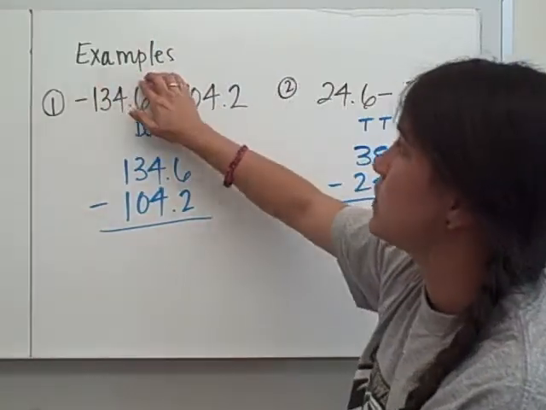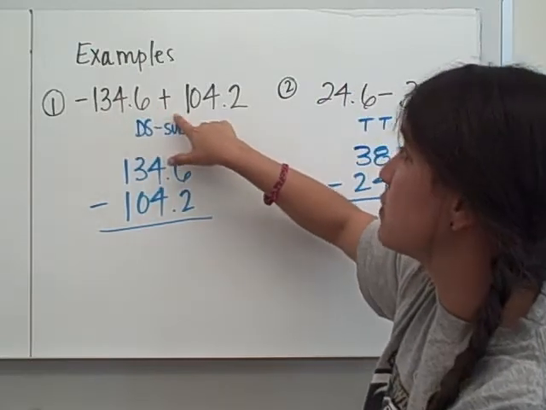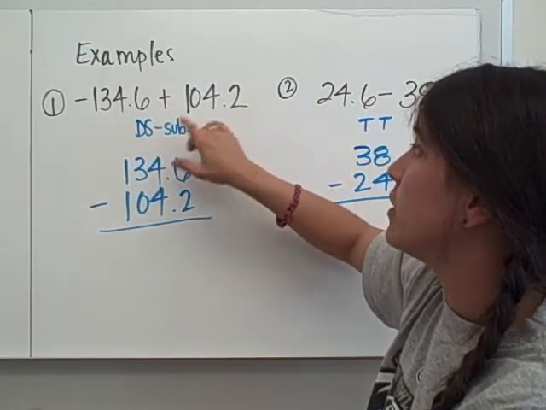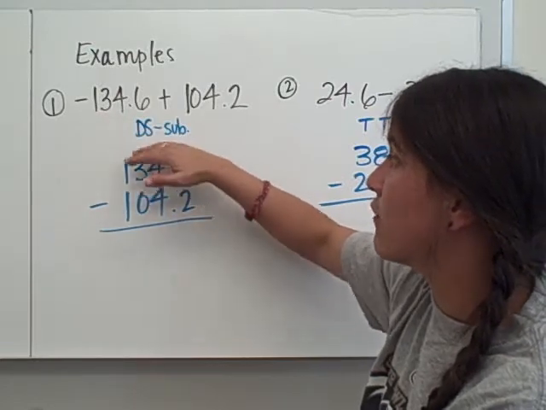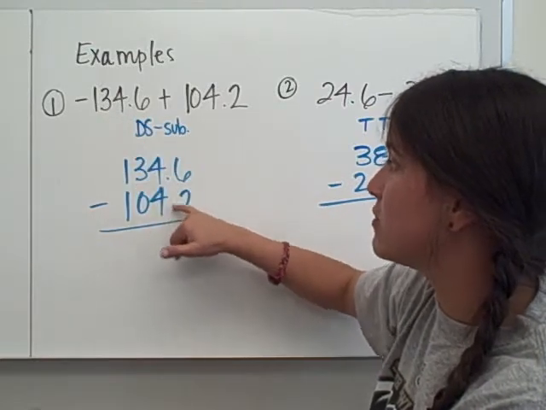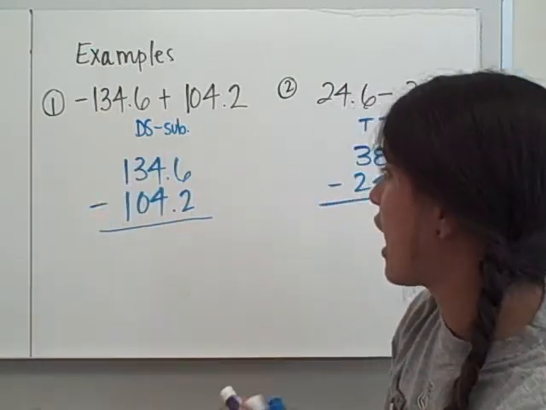All right, some examples. Example 1, negative 134.6 plus 104.2. I already know that these are different signs, so I'm going to subtract, and I've already lined them up. Notice I have my decimals lined up, and in this problem I don't need any placeholders, so I can subtract.